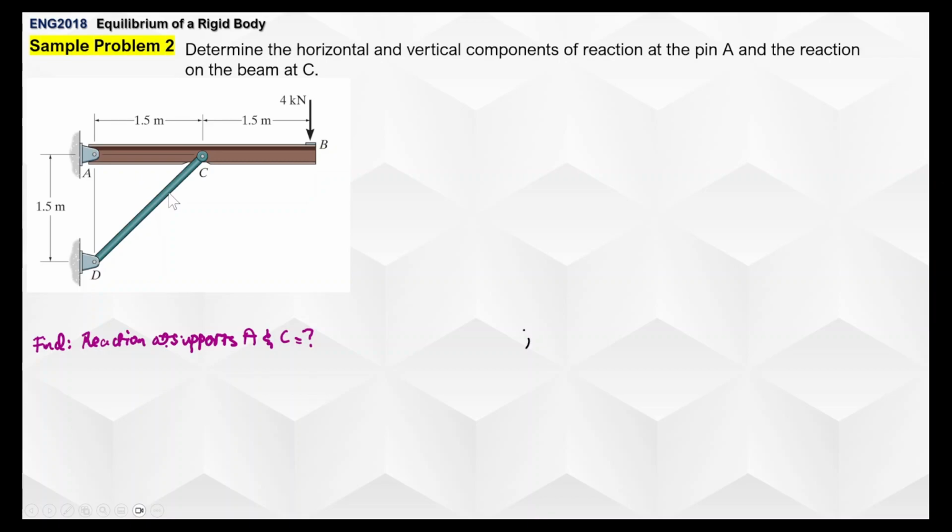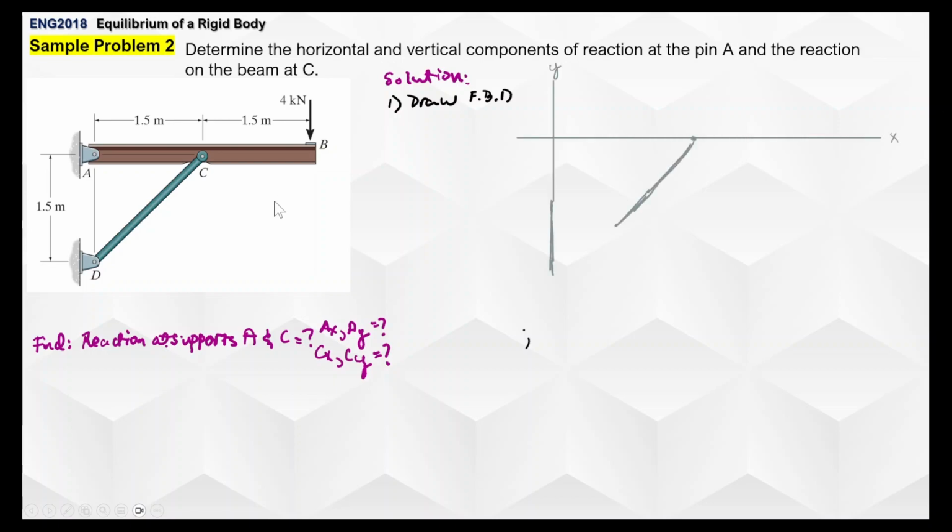Okay, so essentially for A, since this is a pin, we have two unknowns dito. For C, we also have two unknowns dito. So we have AX and AY. And then C, we have CX and CY. Of course, ang first step natin dito is to draw the free body diagram. So again, we draw this one, a partial representation of the body.